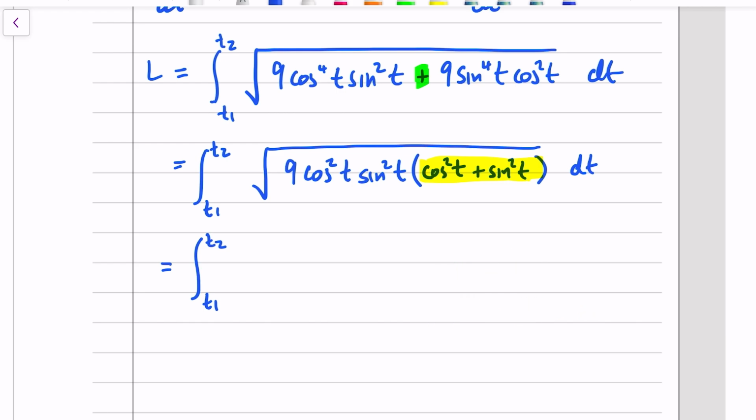And technically I should put the absolute value of 3. Well, we can pull the 3 out. The square root of 9 is 3. We can pull the 3 out in front of the integral. Let's do that. But it's the absolute value of sine times cosine. And we can only lose the absolute value symbols if those two things multiply to a positive number. So that's where we need to consider our quadrants.